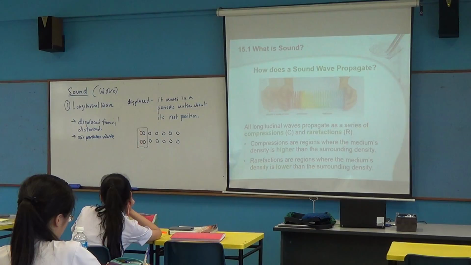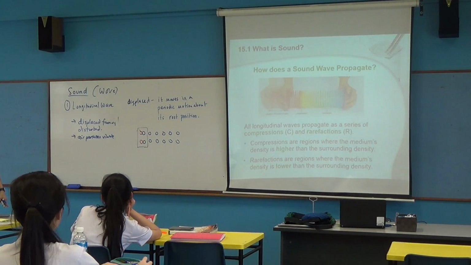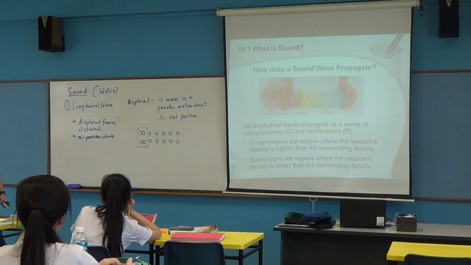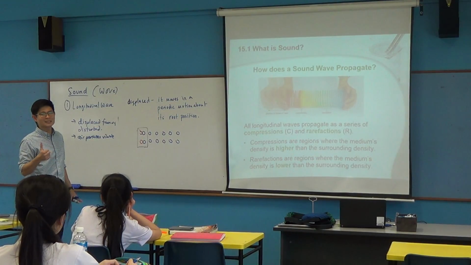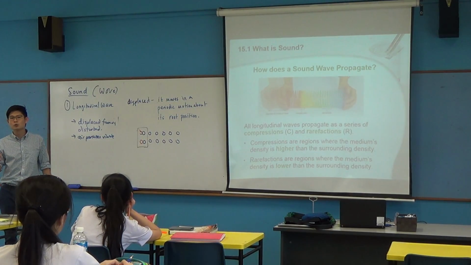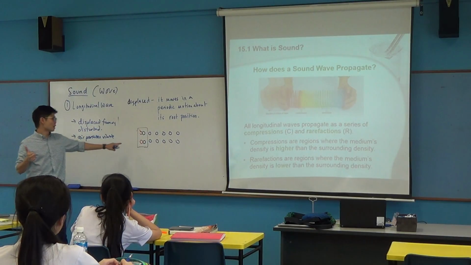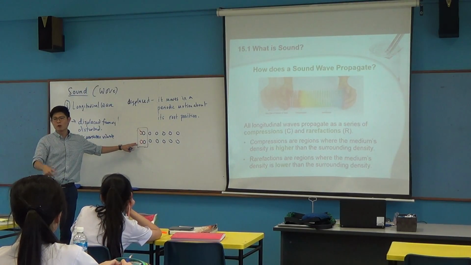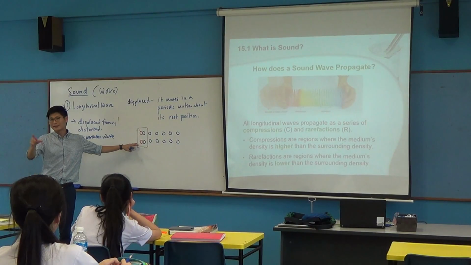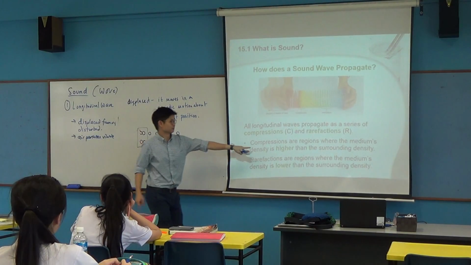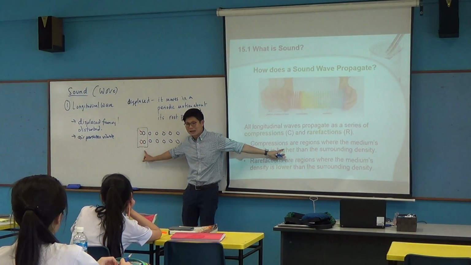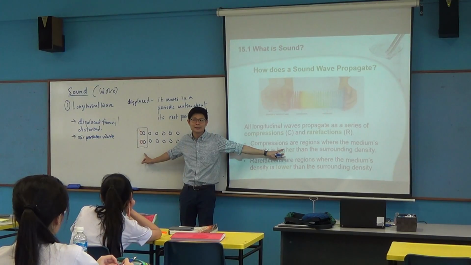What happens to this region? It's now being compressed. What happens to the density? What do we recall by density? It is the mass per unit volume. I have more mass now in this particular volume. My density increases. Compressions are regions where the density is higher. Make sense to you?